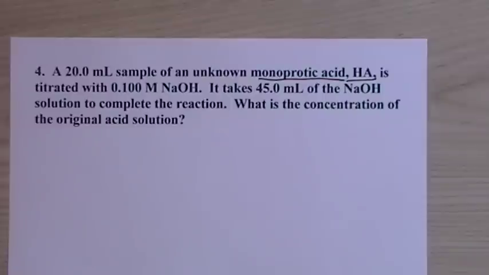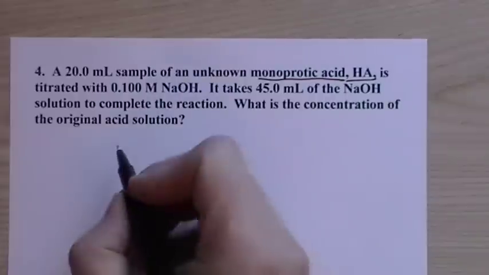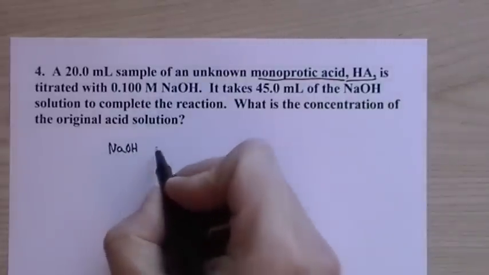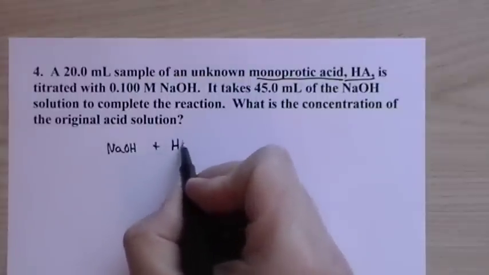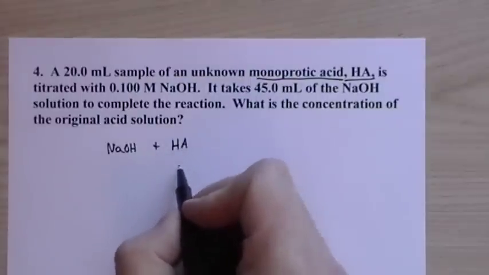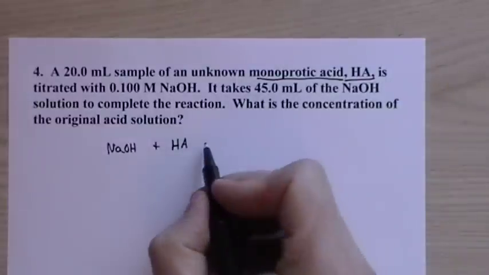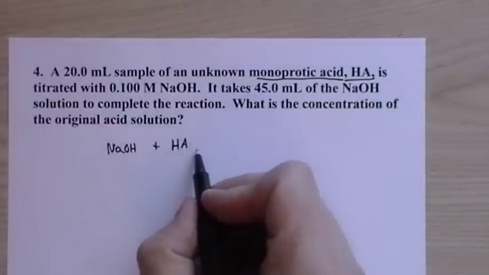A 20 mL sample of unknown monoprotic acid is titrated with sodium hydroxide. It takes 45 mL of sodium hydroxide to complete the reaction. So we have sodium hydroxide. Remember we had acetic acid that was HC2H3O2, but this is just HA. A is the counter ion, and for acetic acid it is the acetate ion.